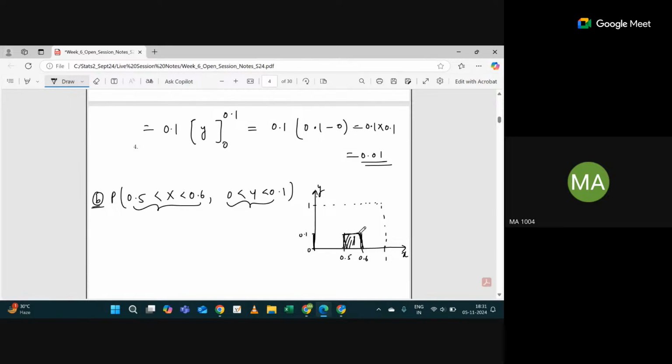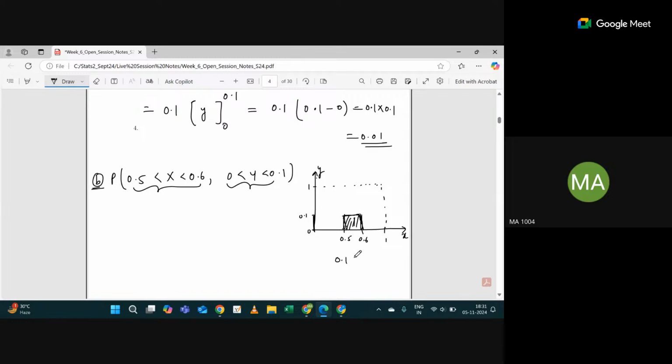So what will be this area? It is again the same: 0.1 into 0.1 equal to 0.01. Right? You are getting the things, right? Now this was the uniform part, which you were able to do. Let's try to do it with integration.